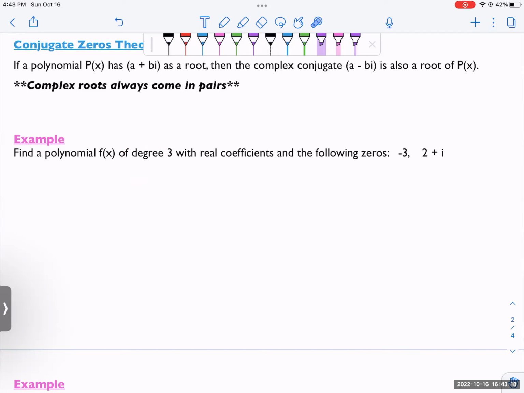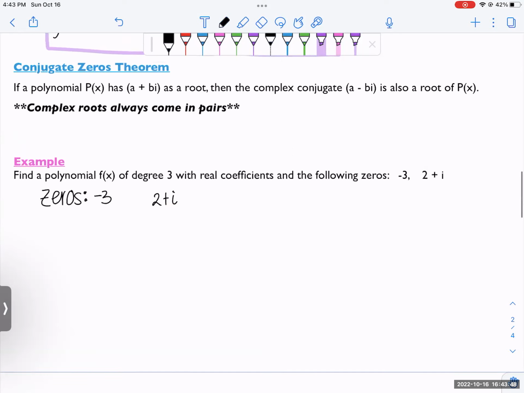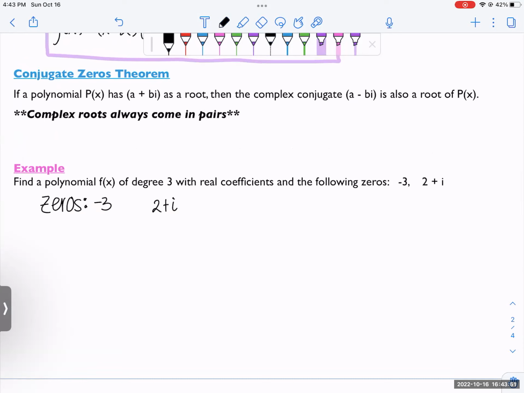If a zero is repeated, then that counts as a zero. So essentially, if you have a polynomial written as a product of linear factors, the number of linear factors is the degree of the polynomial. So our zeros that they told us we had are -3, 2 plus i, and the conjugate zeros theorem says that the complex conjugate 2 minus i must also be a zero.